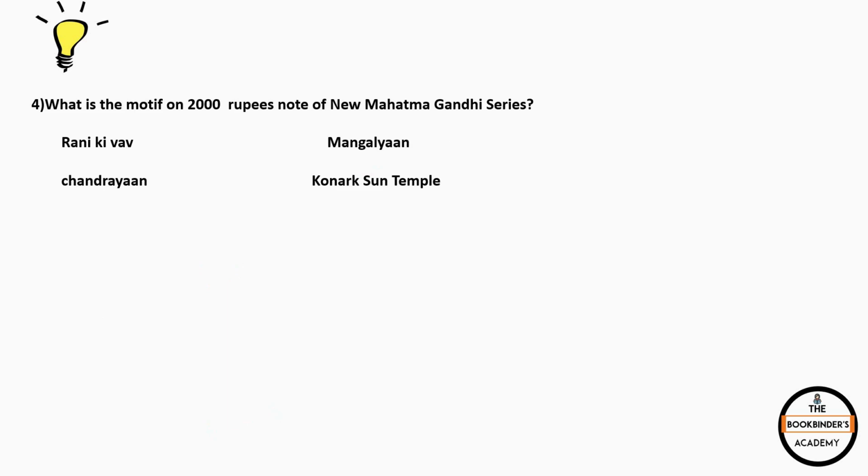Next question. What is the motif on the 2000 rupee note of the new Mahatma Gandhi series? The options are Rani Ki Vav, Mangalyaan, Chandrayaan, Konark Sun Temple. I hope you have answered the question. And the answer is Mangalyaan.